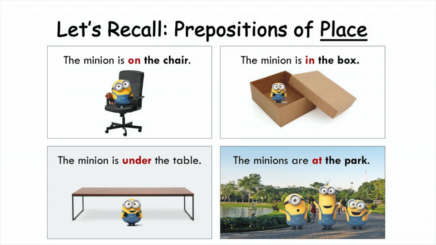We use in when we talk about things or people being inside spaces, like boxes, rooms or containers. So the minion is in the box. We use under when we talk about things below something. The minion is under the table. We use at when we talk about where things happen. So we can say the minions are at the park.